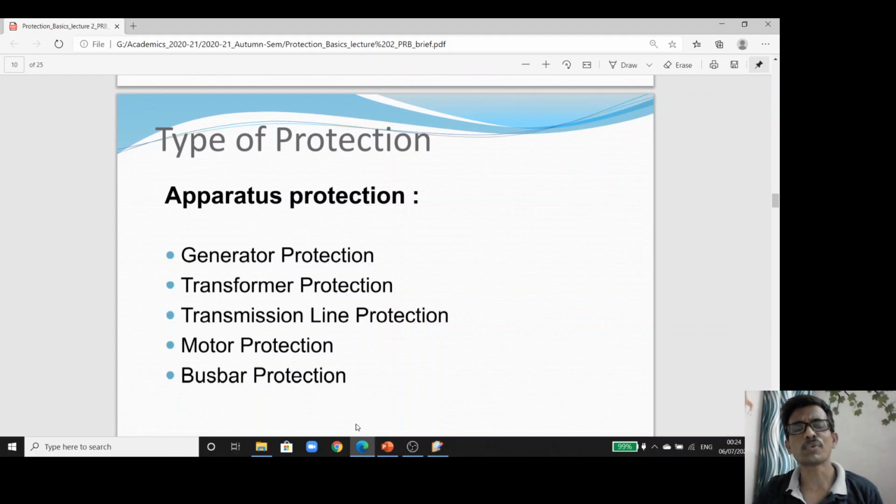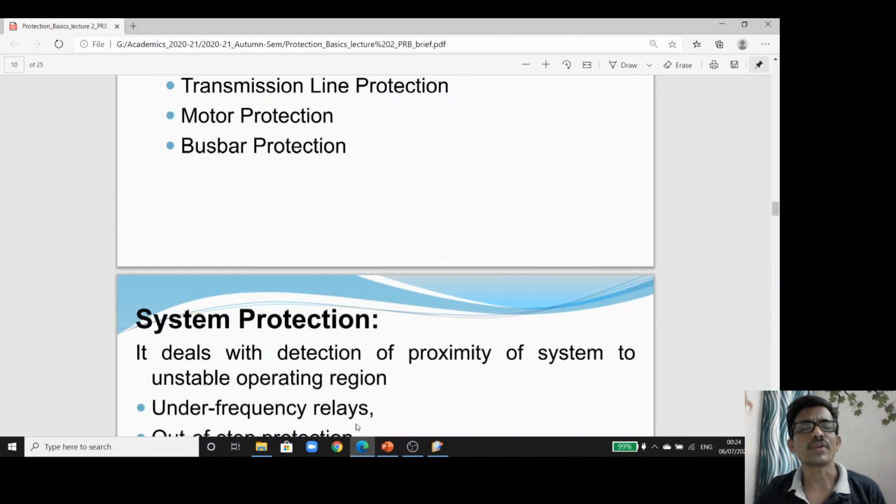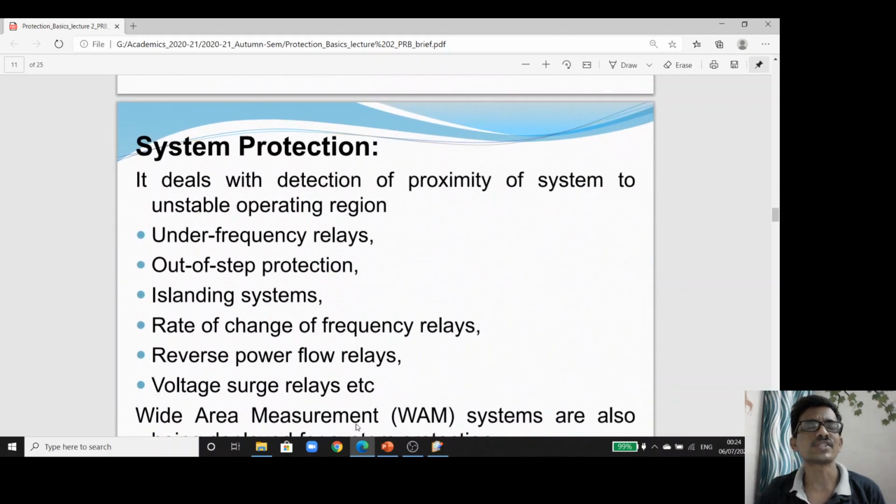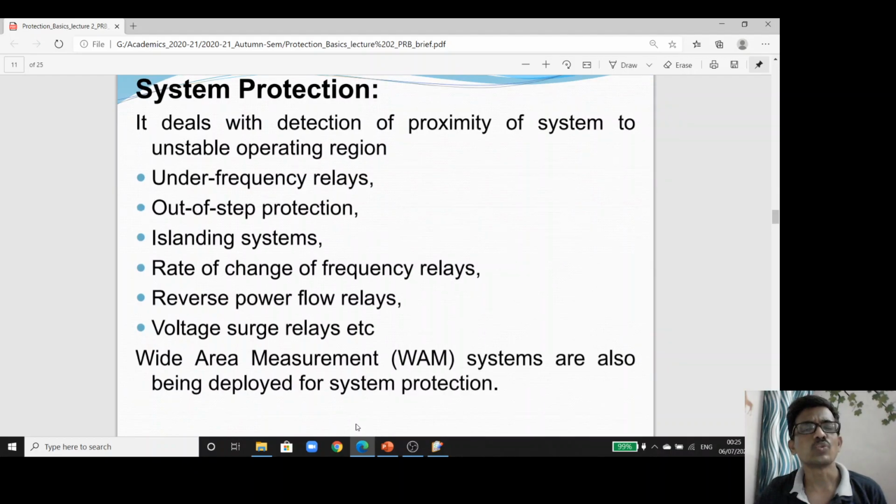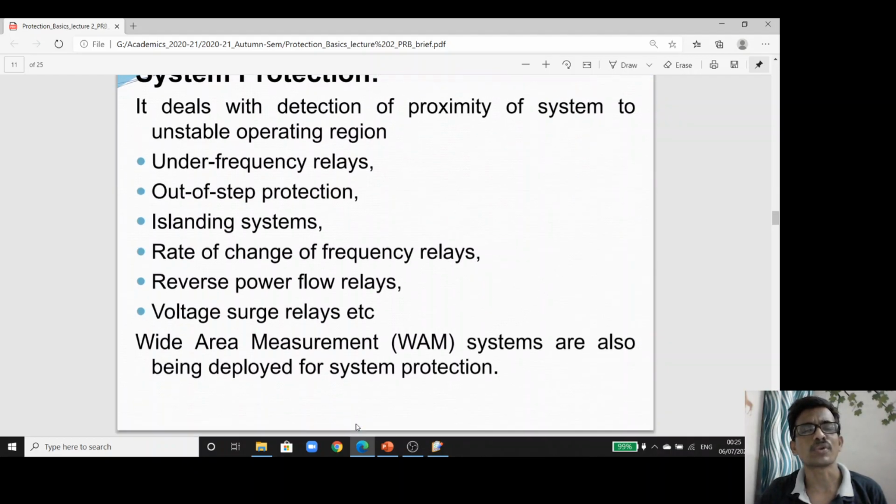Means we are providing protection to the complete system against anything that goes wrong in the system. So for example, at system level: protection against under frequency, protection against islanding, protection against say reverse power flow. These are certain protections which are provided to the complete system by considering the complete system. So we need to study both of these protections, apparatus protection as well as system protection.